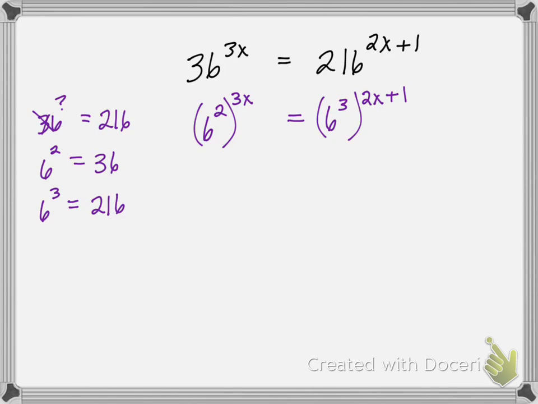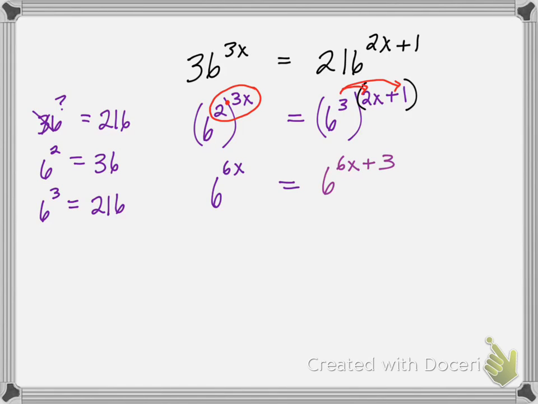So now that we have like bases, we're going to make sure that we combine these powers using the power rule, which says multiply them together. So this is 6 raised to the 2 times 3x, which is 6x. On the right-hand side, whenever you have two terms and you're multiplying, you do need to distribute. So we're going to be distributing the 3 to both terms. So this would be 6 raised to the 3 times 2x, which is 6x, and 3 times 1, which is 3.